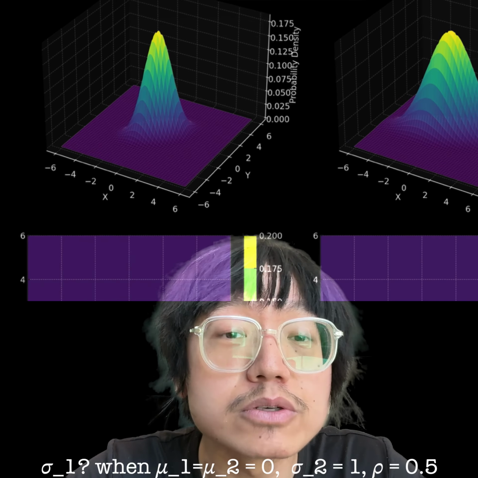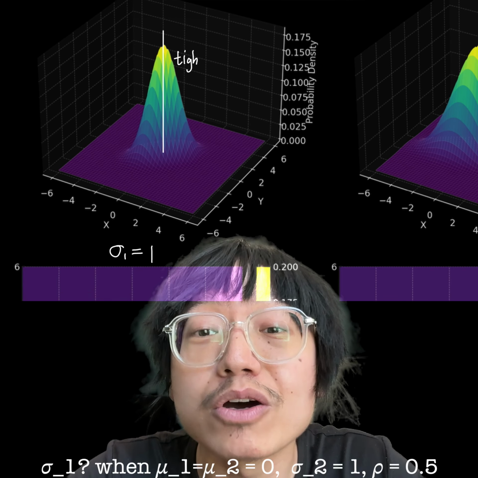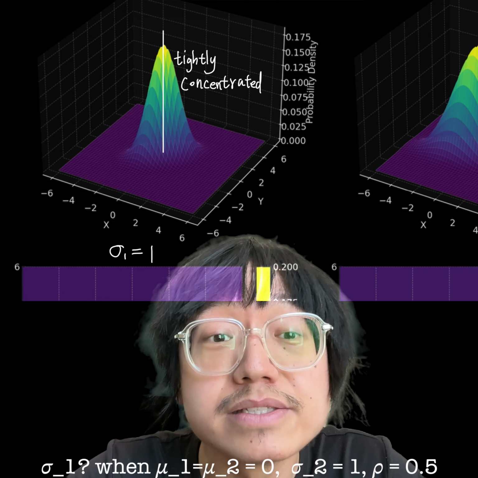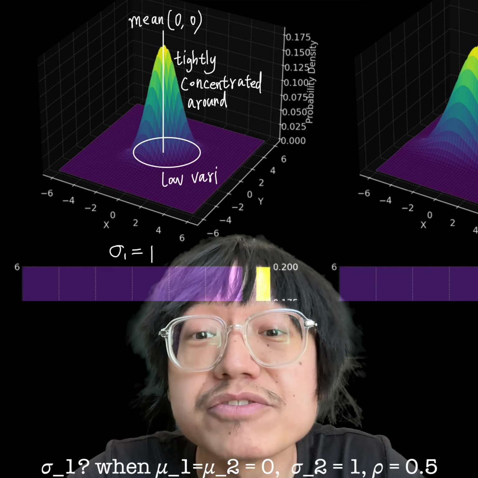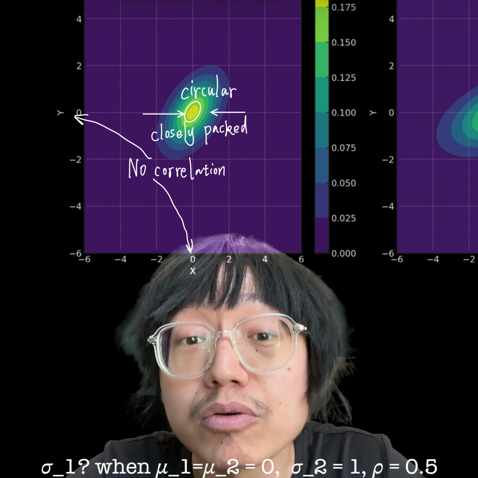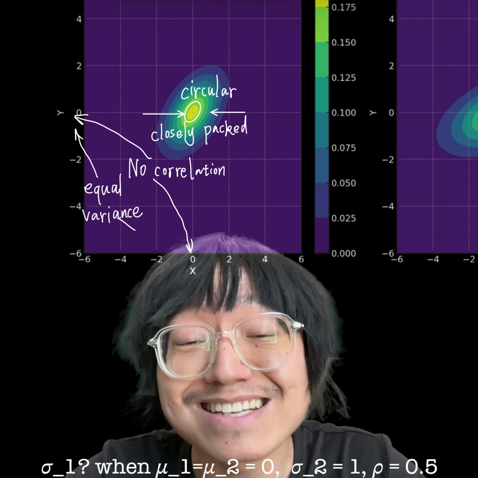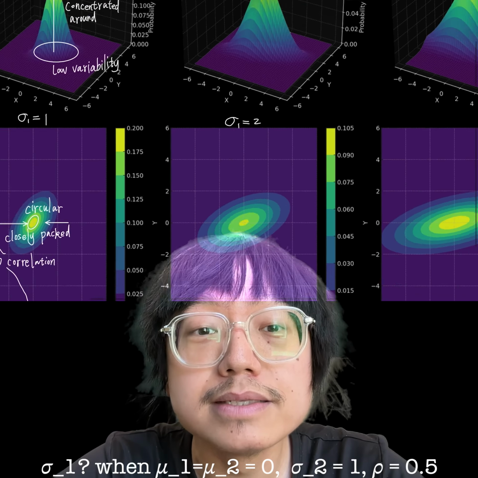In the first scenario, sigma 1 is equal to 1, so this distribution is tightly concentrated around the mean 0, 0, which indicates low variability in the first variable. These contours are closely packed and circular, which suggests little to no correlation influence and equal variance along both axes.